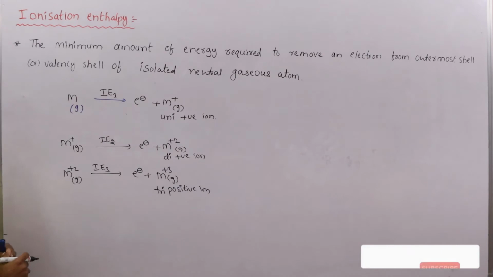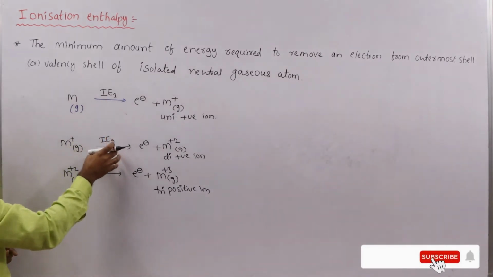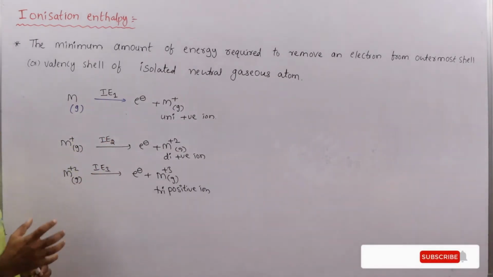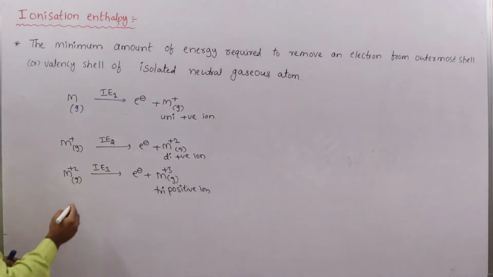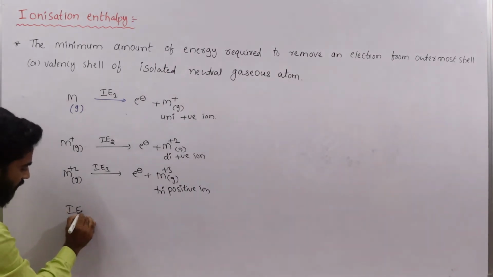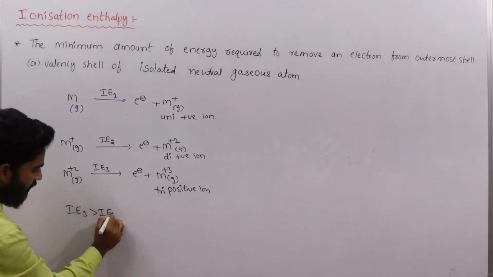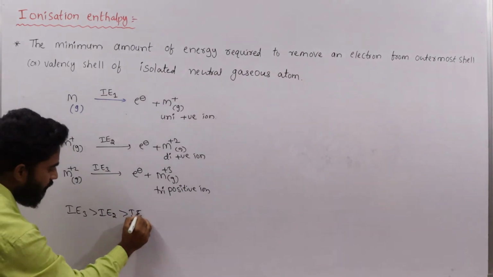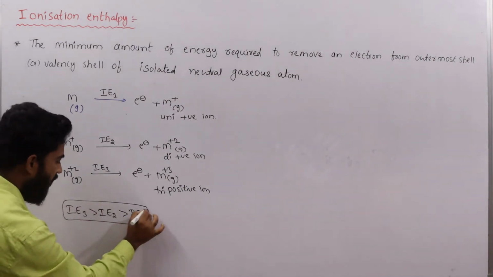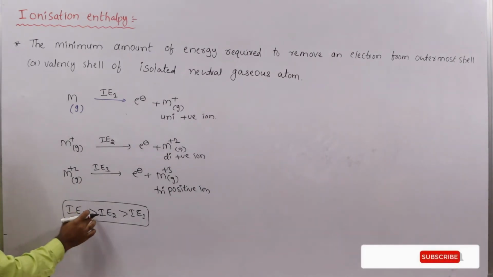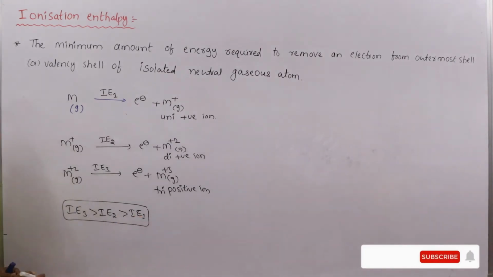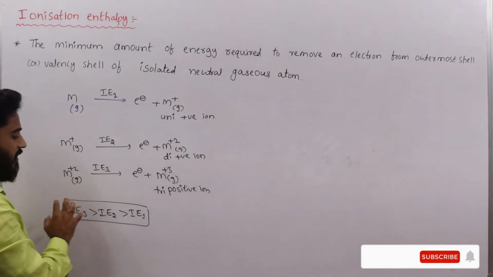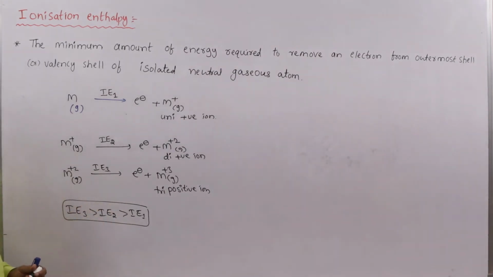Let us see, among IE1, IE2, and IE3, which energy is greater? Which energy is more? We can always say that IE3 is greater than IE2, which is greater than IE1. Ionization energy 3 is greater than ionization energy 2, which is greater than ionization energy 1 of an atom. What is the reason behind this? Why is IE3 greater than the remaining ionization energies?